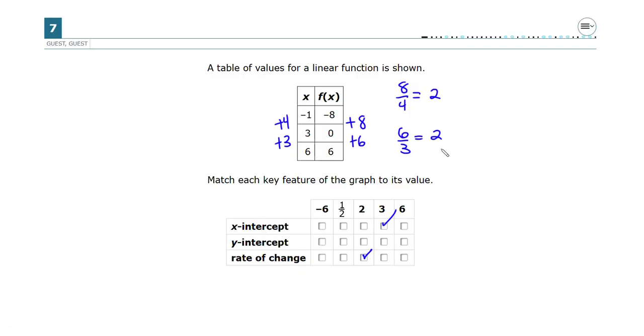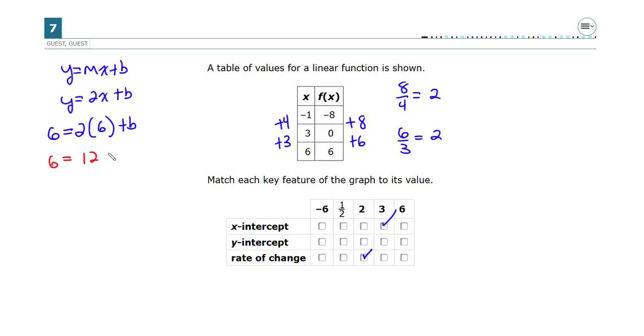Now we can use this rate of change to find the y-intercept. Remember that our equation is y equals mx plus b, and we know m is 2. So we write y equals 2x plus b. Then we just need to pick one of these points and substitute for x and y, and then solve for b, which is our y-intercept. So let's take (6, 6). So 6 equals 2 times 6 plus b.